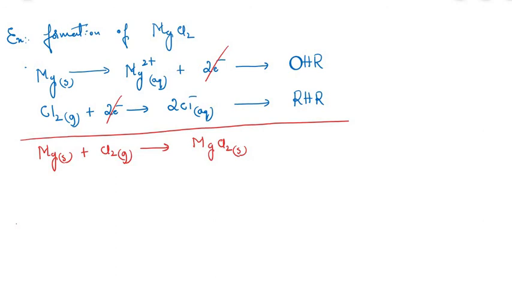Now is it clear? So we have to understand how the formation of magnesium chloride takes place by means of oxidation, which is simply called the oxidation half reaction, and the other one is reduction, which is simply called the reduction half reaction. So one has to understand that wherever there is oxidation there is always reduction.